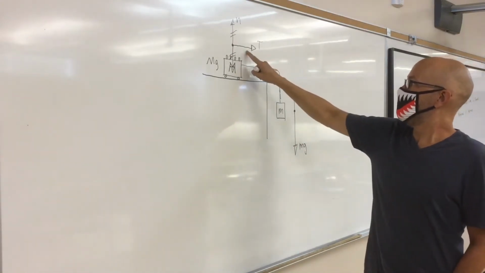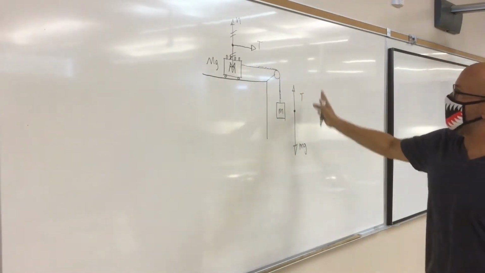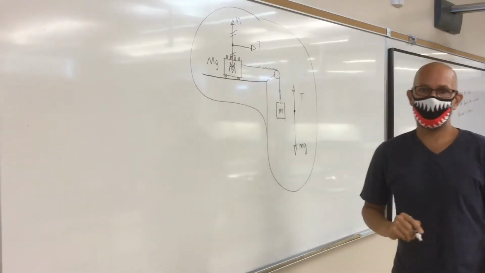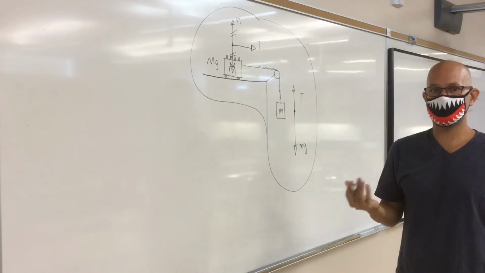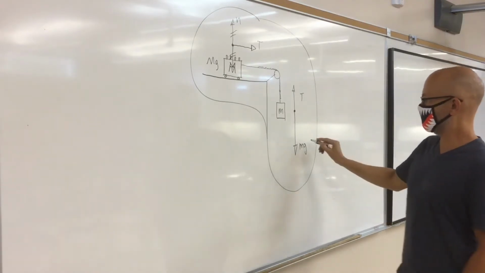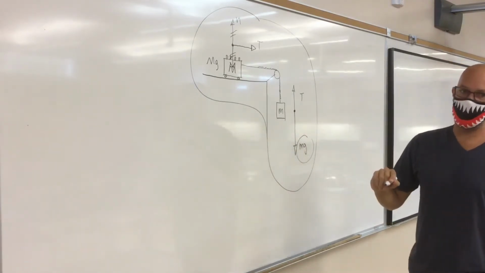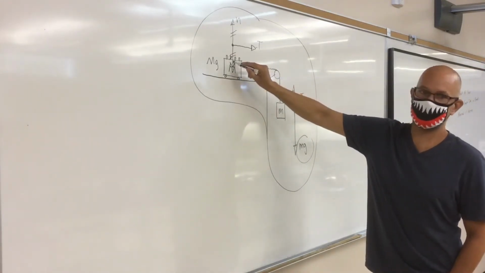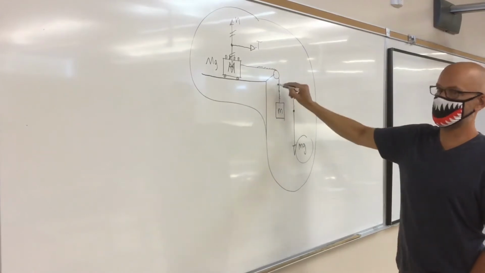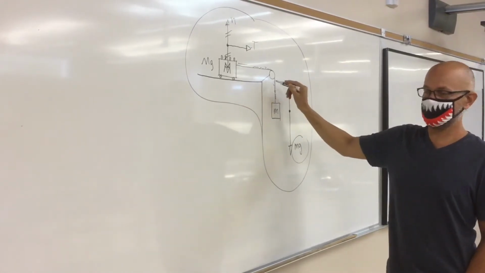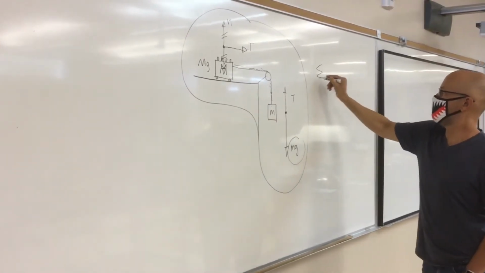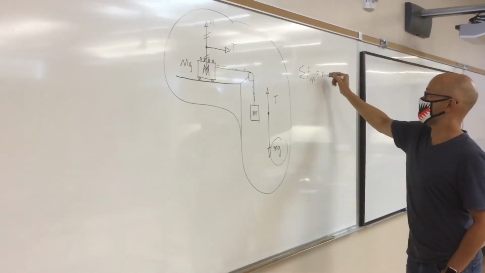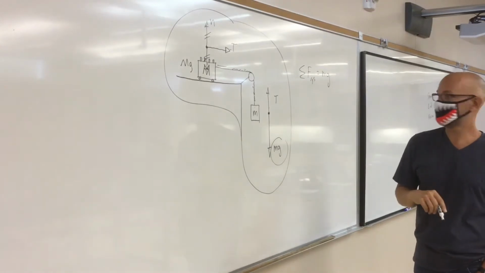So if we look at the whole system, now we can decide what are internal forces and what are external forces to the system. This force of gravity acting on the small mass is external to the system, but the tension that pulls this to the right and the tension that pulls this one upward are internal to the system. So as far as the net force on the entire system goes, it's strictly just lowercase mg.